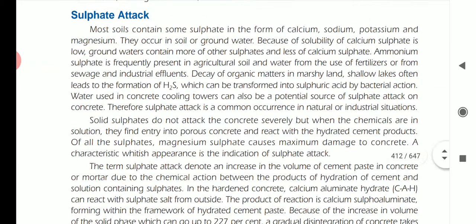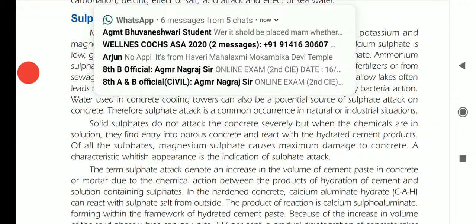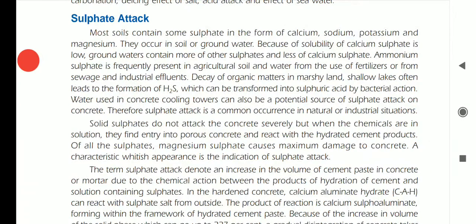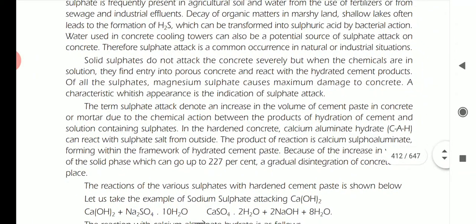So the water which is produced from all these areas, if you are using it in concrete mixing, then this will cause a sulfate attack to the concrete. Or the water which is released from concrete cooling towers is also a potential source of sulfate attack on concrete. The solid sulfates do not attack the concrete severely, but when the chemicals are in a solution, they find entry into a porous concrete.